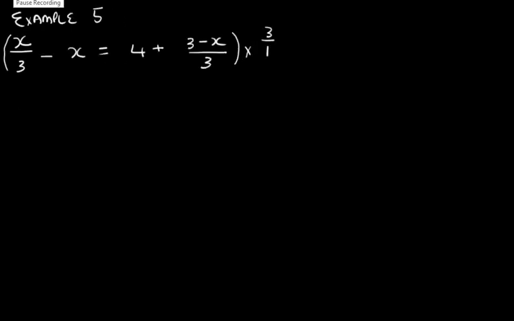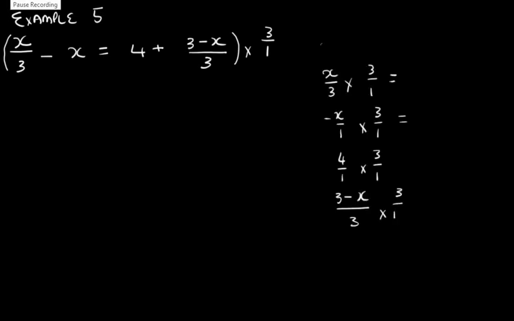Let's look at our last example. x over 3 minus x is equal to 4 plus (3 minus x) over 3. So our LCD is 3, and we need to multiply each expression by 3 over 1. So we have x over 3 times 3 over 1. The 3's will cancel each other out, and we are left with x. And then we have negative x over 1 times 3 over 1, which will give us negative 3x. So 4 over 1 times 3 over 1 will give us 12.